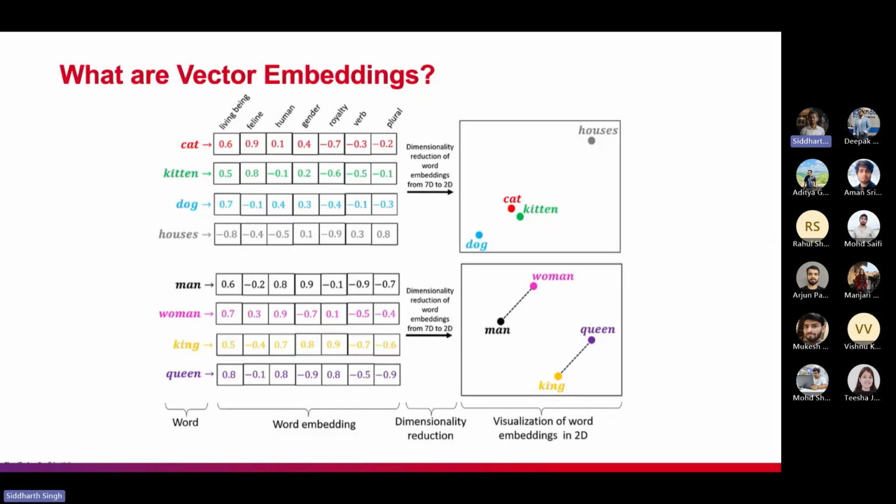Then we plot the vectors, using dimensionality reduction algorithms to create the chart. In this plot, we can see that kitten and cat are close together, reflecting their similarity, as they are very similar in characteristics. While words like dog and houses are farther apart, showing less contextual relation. The distance between vectors helps determine how closely related two words are. In RAG systems, this similarity is essential for retrieving the most relevant information, as it enables the model to pull in contextually related data that may not use the exact same words. So yeah, those are vector embeddings.